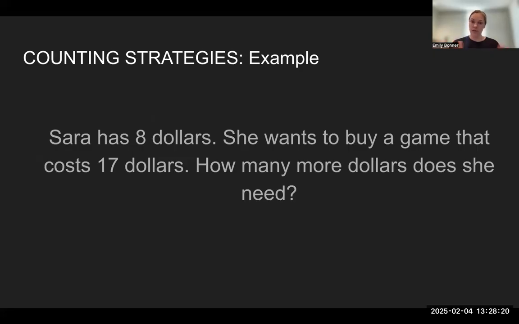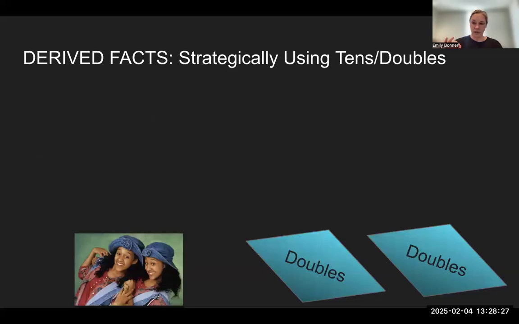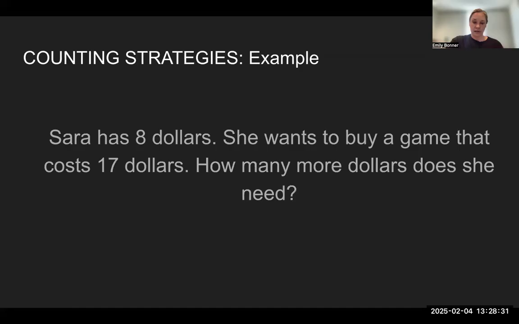And all of those are great. And if you can get them to share those, that's even better because then they see different ways to solve it. Another good thing about this type of problem and the numbers that we picked, if you'll notice, is that 17 is close to doubles for 8.